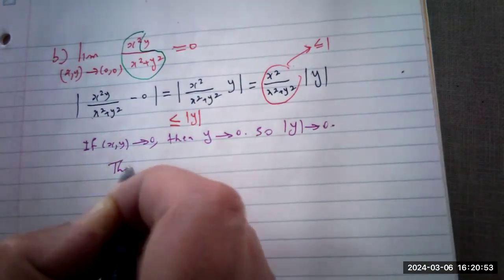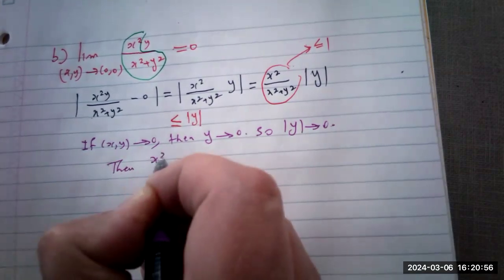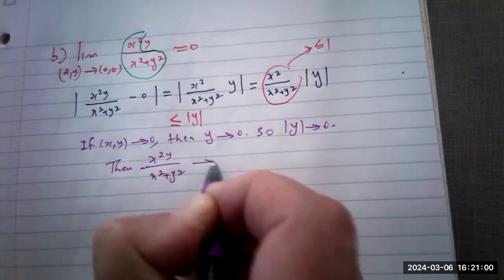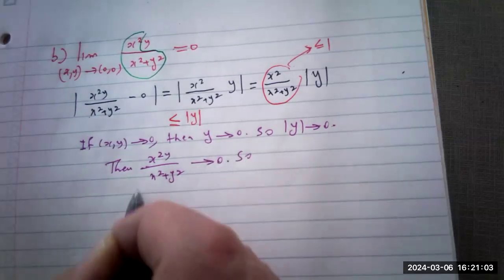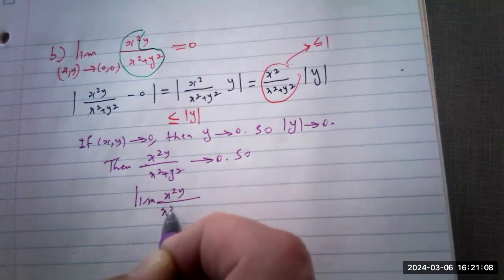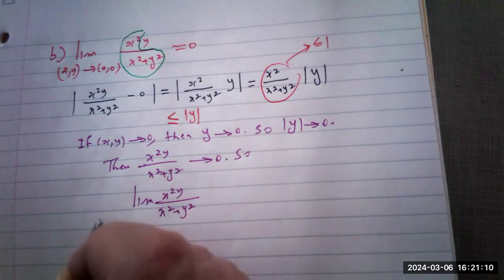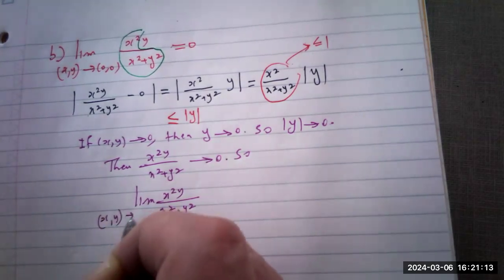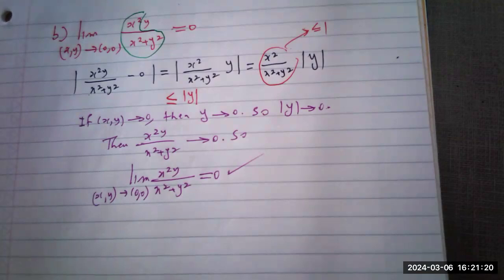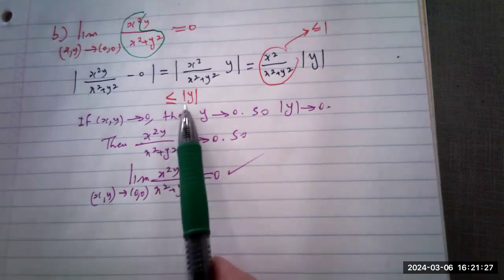Then x squared y over x squared plus y squared goes to 0. So I did prove that the limit of x squared y over x squared plus y squared when x comma y goes to 0, 0 is 0. I knew that. Any question? We accept it.